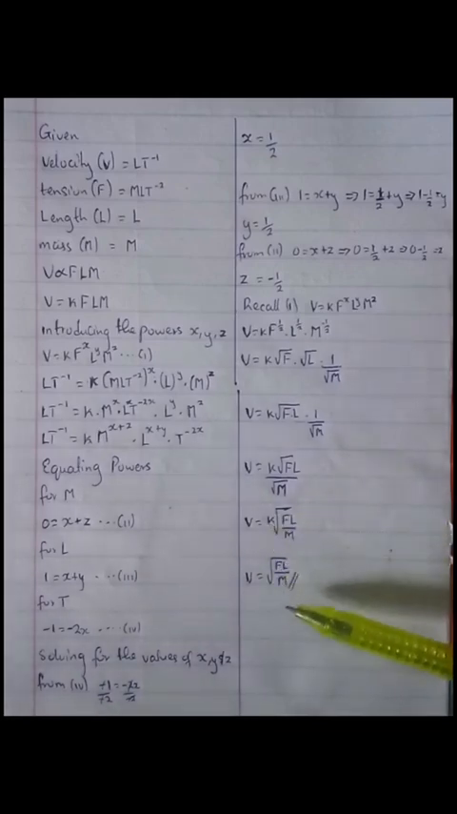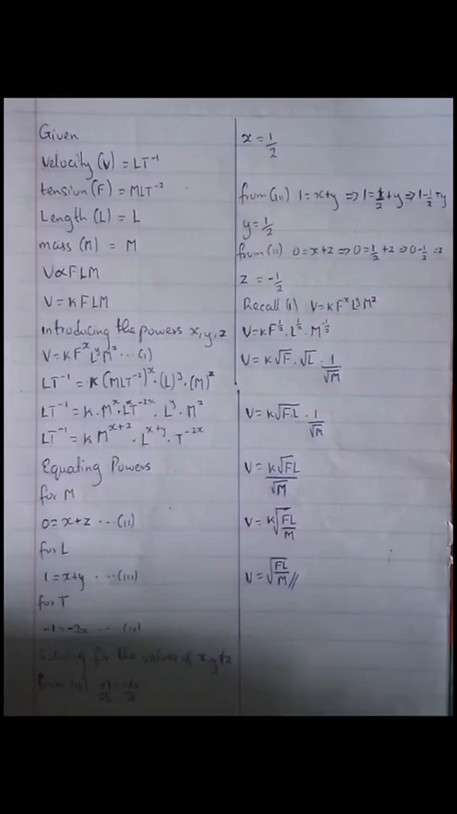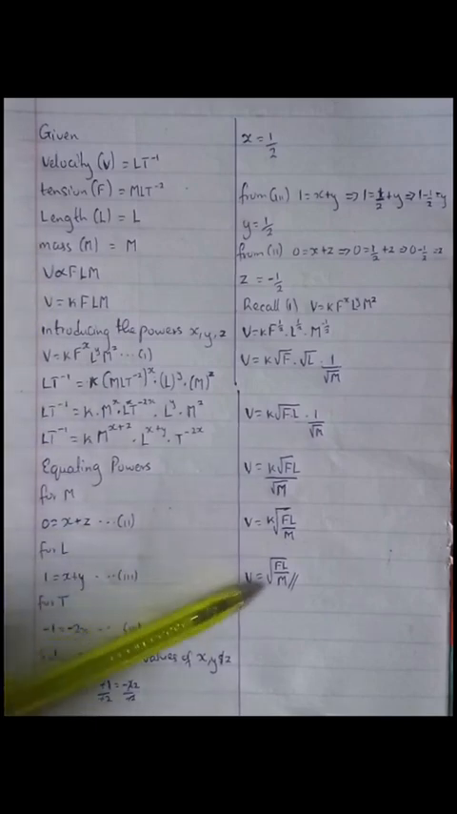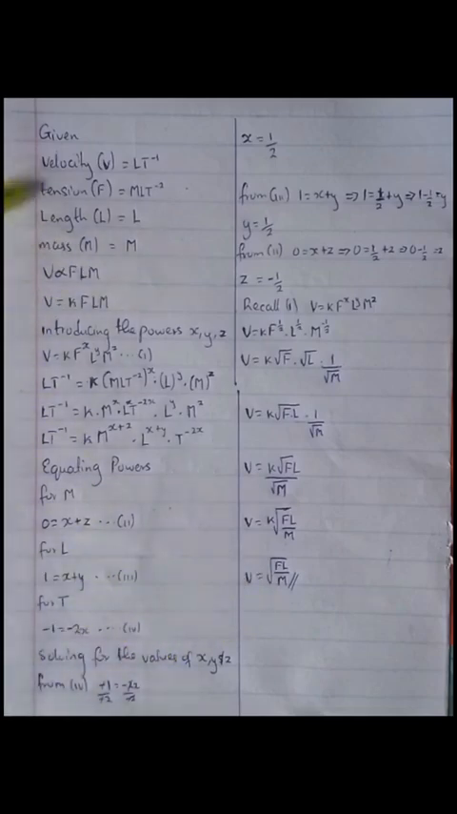Now recall in the question we are given the relationship as this. Now what are they asking? The question asked us to use dimensional analysis to find the exact relationship. So this is the exact relationship for these given quantities. This is the exact relationship.